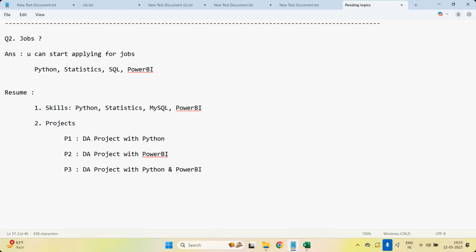GitHub. Same in the Power BI also, you are going to upload the same. Whatever the Power BI file is there, directly you can upload that one. Dashboard. Write the observations. Only dashboard.